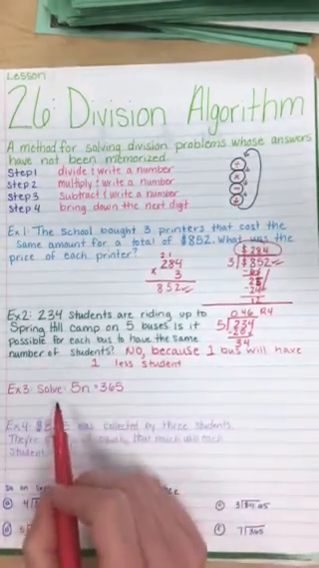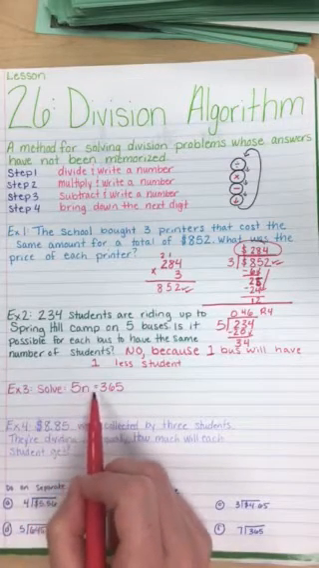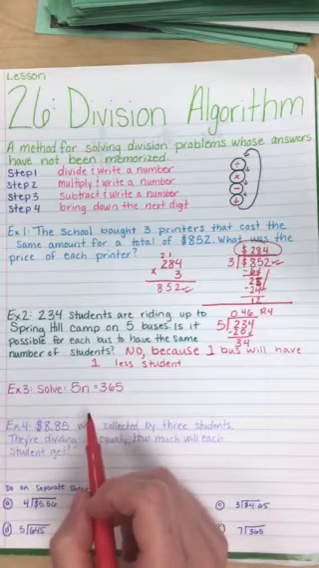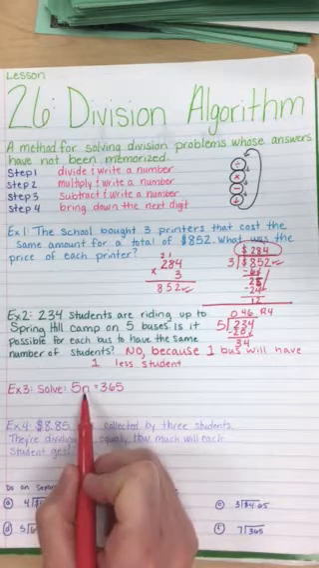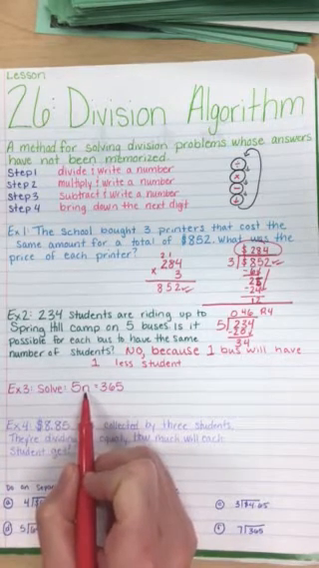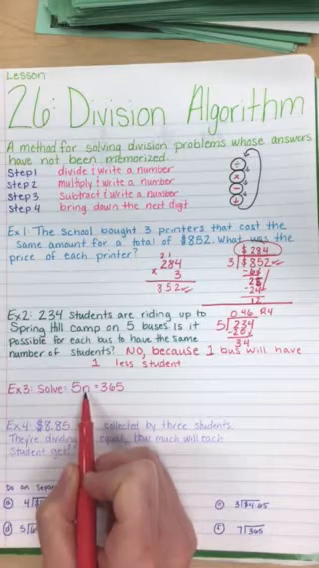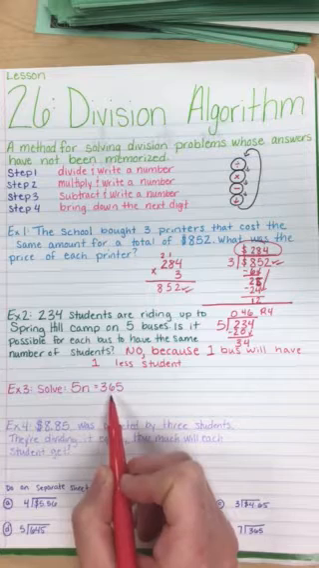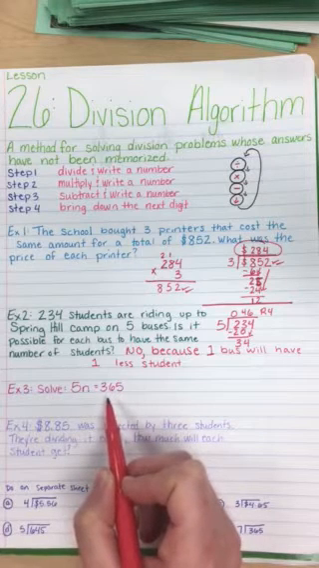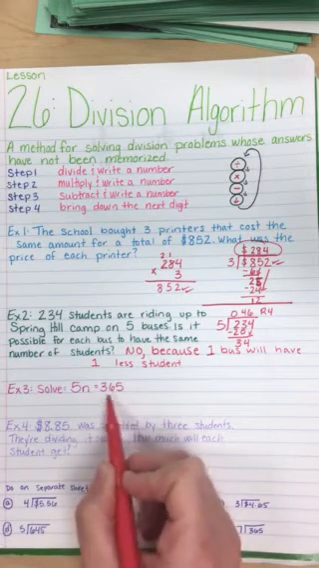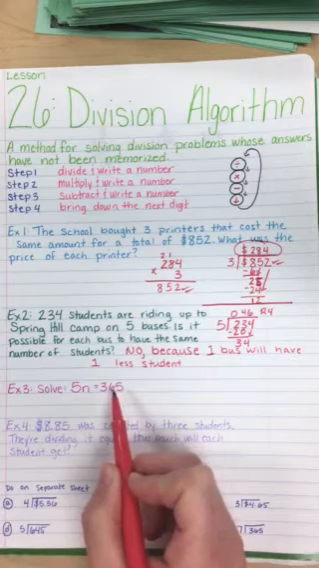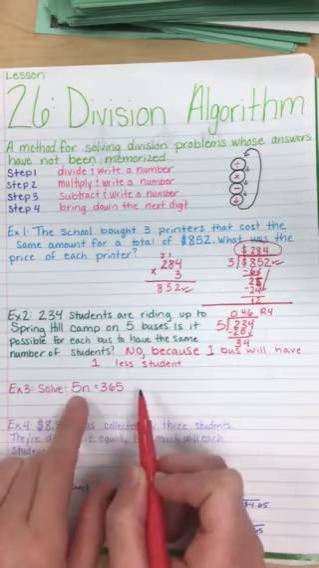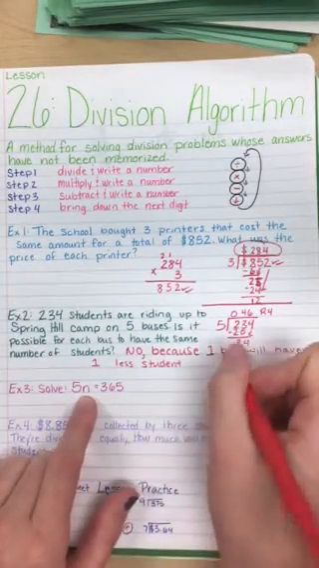So example 3, solve 5n equals 365. Well, 2 numbers are multiplied, 5 and n, to get a product, what? The answer of a multiplication problem, a product of 365. We can find an unknown factor by dividing the product by the known factor. So we're going to divide 365 by 5 and figure out what n is, all right?